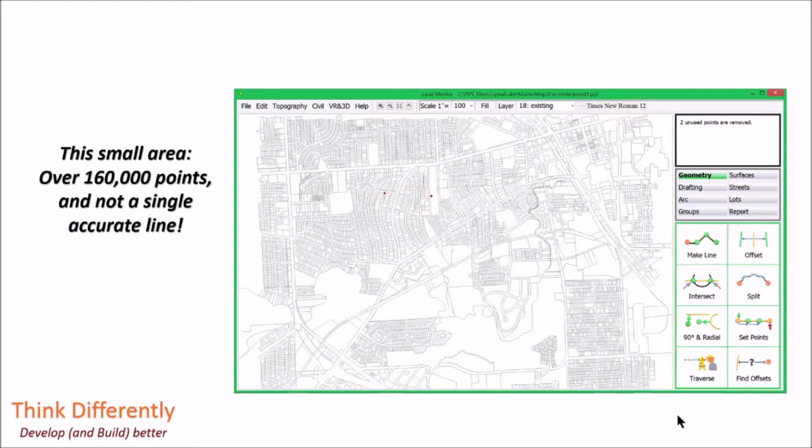So when we take a look at the small area that I wanted to work in, there were 160,000 points in that one accurate line.